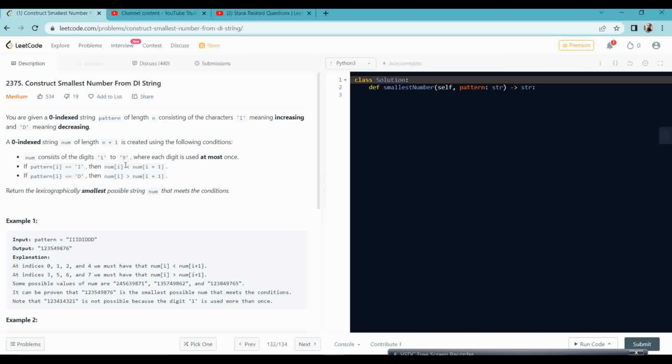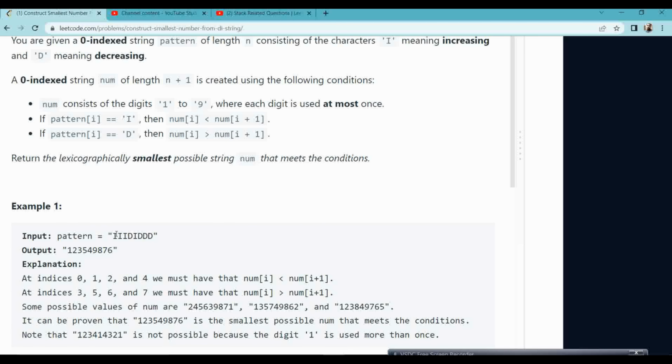I means it is increasing order, means the first number is less than the second number, which is less than the third number, or you can say the second number is greater than the first number, and the third number is greater than the second number. And the pattern decreasing means the first character is greater than the second character, which is greater than the third, so it is in decreasing form.